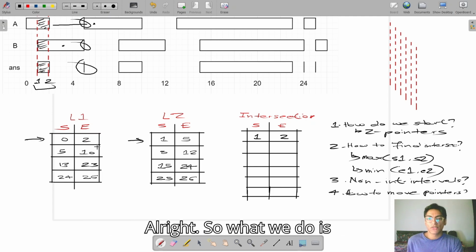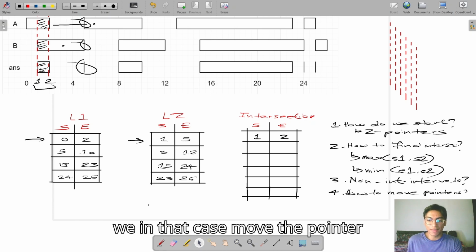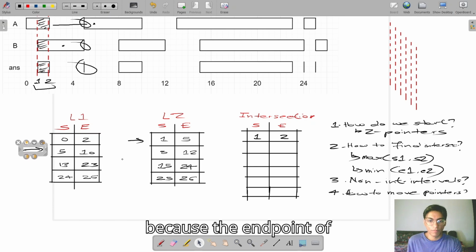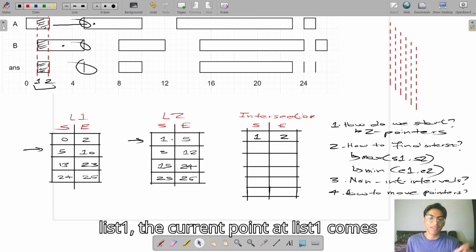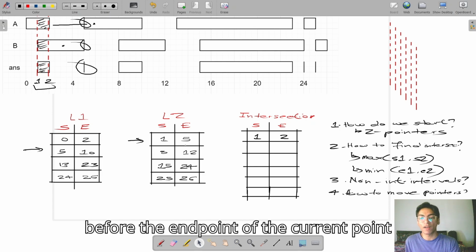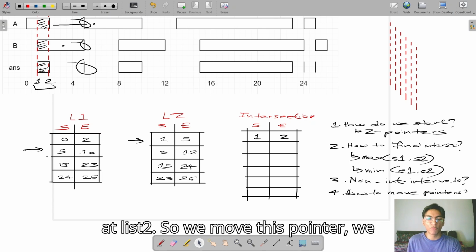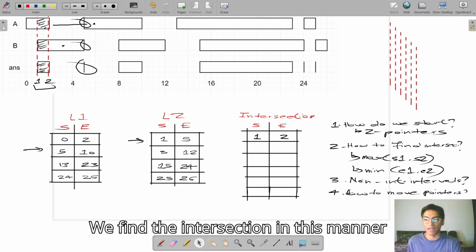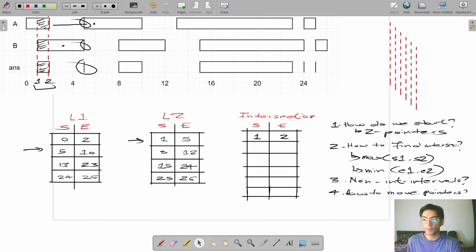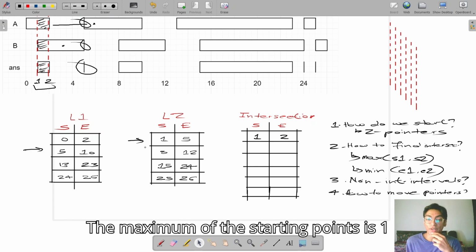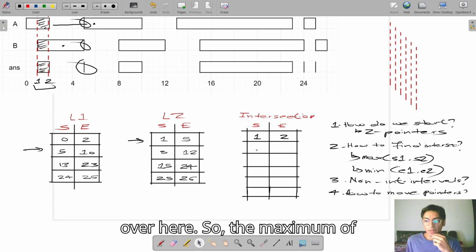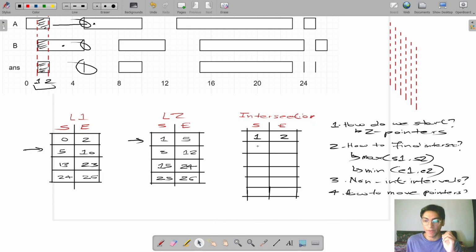All right. So what we do is we move the pointer, because the endpoint of the current point at list 1 comes before the endpoint of the current point at list 2. So we move this pointer, and we test again. We find the intersection in the manner that we have specified in point 2 here. The maximum of the starting points is, because we're testing between 5 and 1 over here, the maximum of starting points would be 5, sorry.